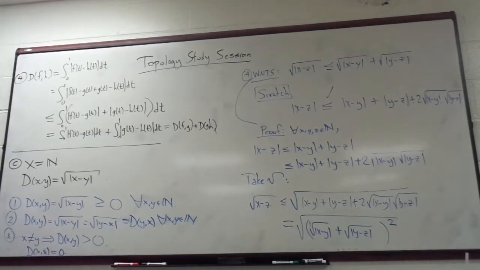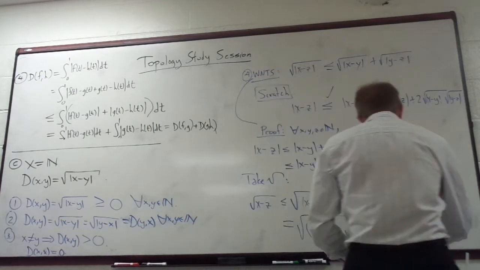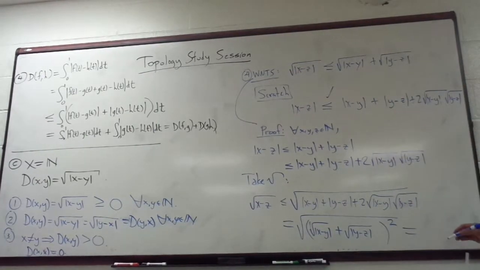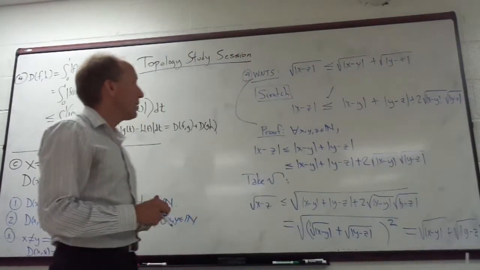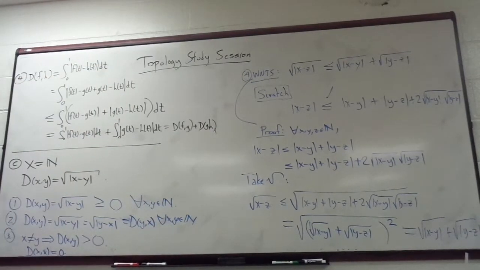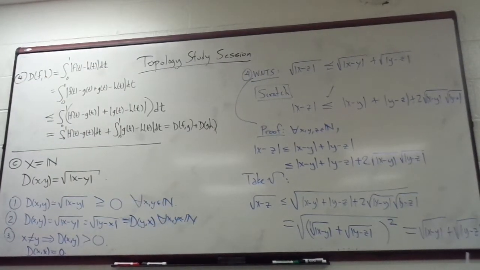Now you can cancel the square root from the square, and you get the square root of absolute y minus z plus the square root of x minus y. So that's it. That's a little proof of that axiom. Does that make sense?